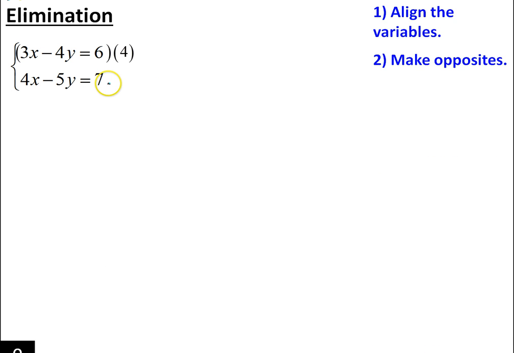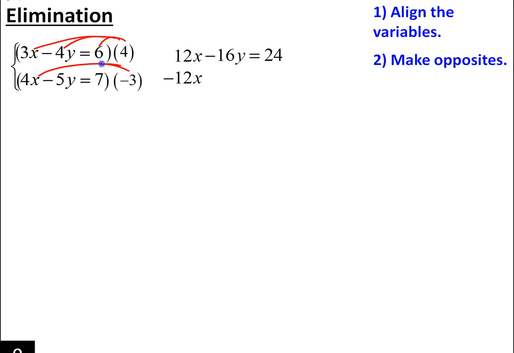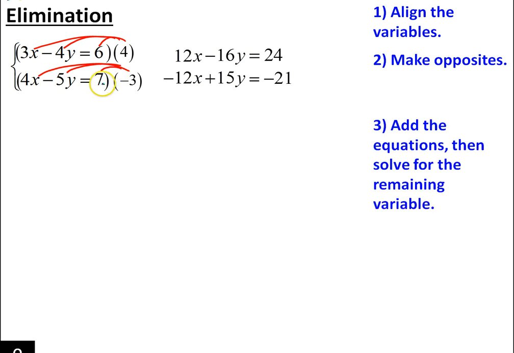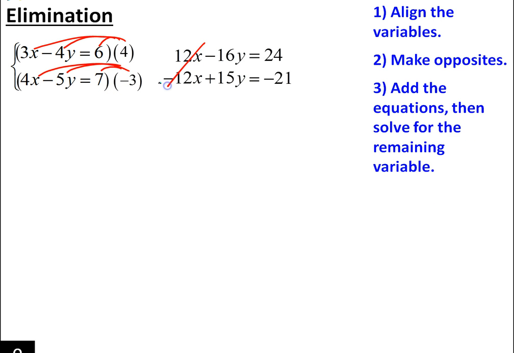So I multiply the top by 4 and the bottom by negative 3. So it's basically we're distributing. 4 times 3 gives us 12, negative 16, positive 24 on the bottom. Negative 12, positive 15, negative 21. Now we can add the equations together because we have our opposites.